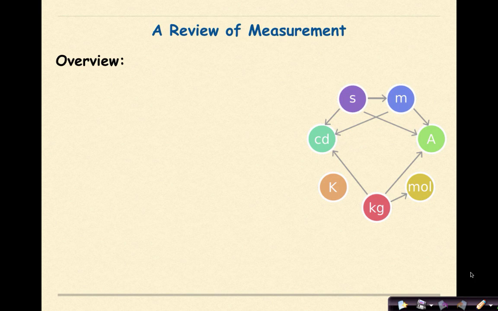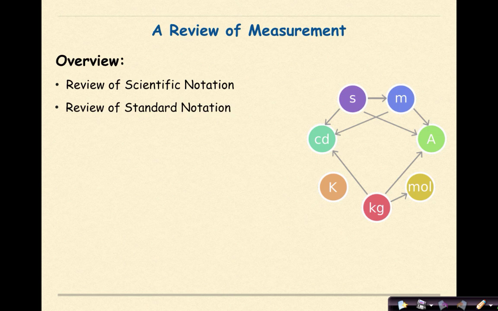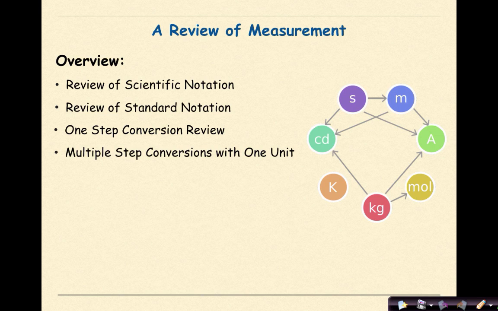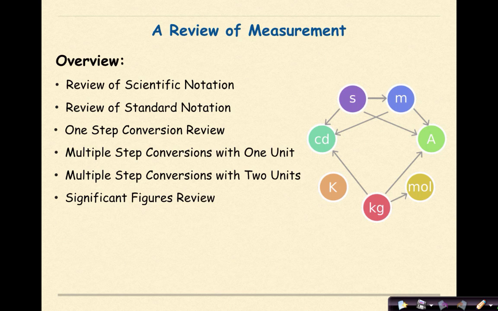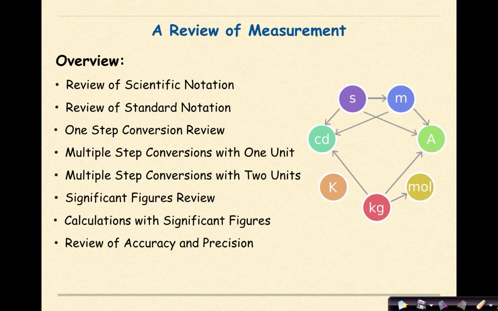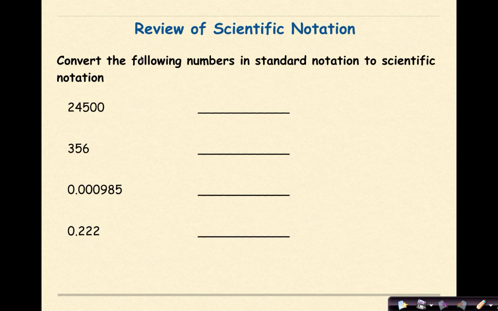A review of measurement. Today we're going to be looking at a review of scientific notation, a review of standard notation, one-step conversion reviews, multiple step conversions with 1 unit, multiple step conversions with 2 units, significant figure review, calculations with significant figures, and finally a review of accuracy and precision. Okay, so the first thing that we're going to do is review scientific notation.